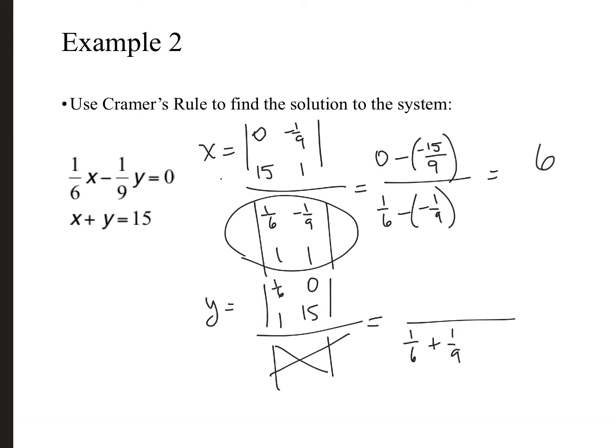So it's the down 1/6 times 15, so 15/6 minus the up, but that's 0. And again, handy dandy calculator might help you here. You get 9. Don't forget to state your answer as an ordered pair, 6, 9. All right, so now let's move on to the last example.